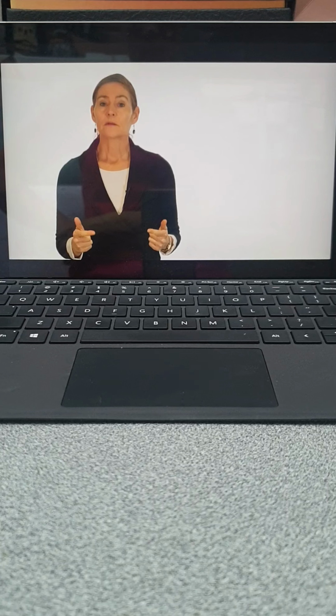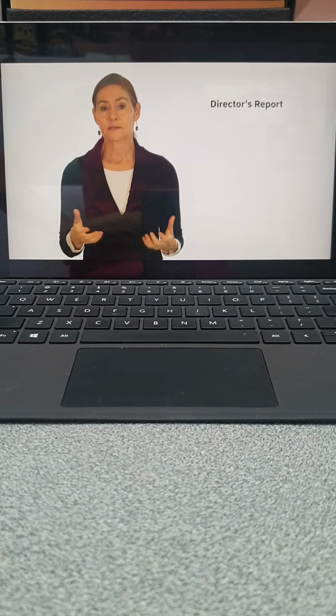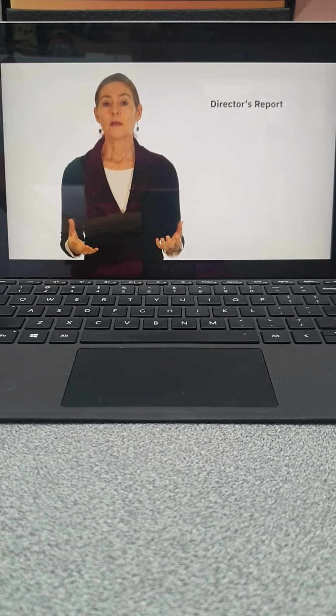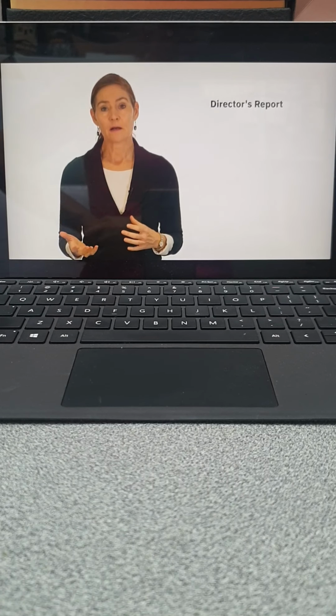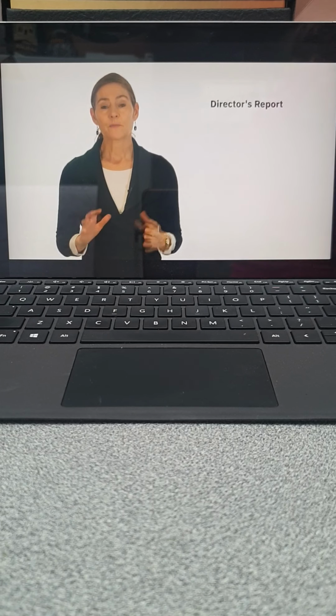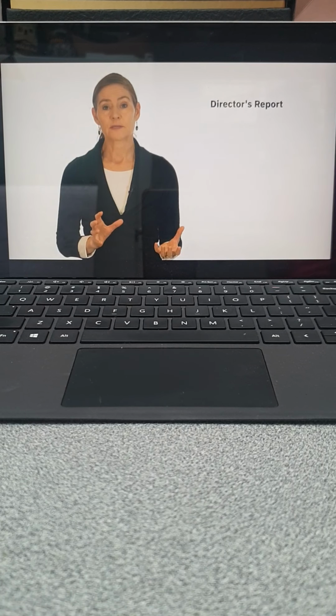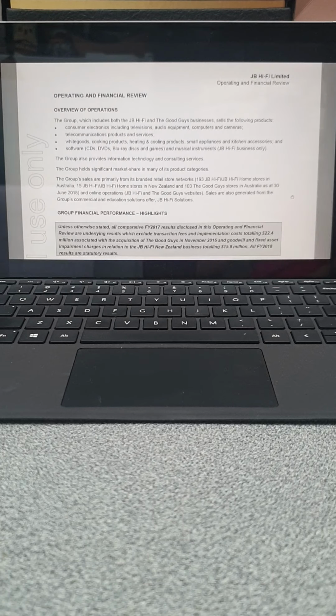Let's turn now to the director's report, because that can give some additional contextual information that will assist in your analysis. To do that, let's go back to JB Hi-Fi and onto page 17 where the director's report is, and we'll take it from there. I've opened up the operating and financial review for JB Hi-Fi Limited. As I mentioned, this is going to give you useful context information about the organization and its performance.